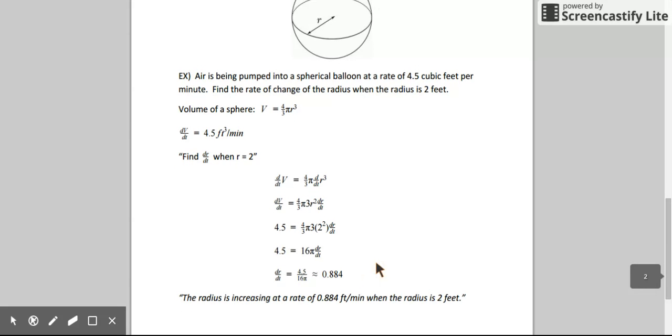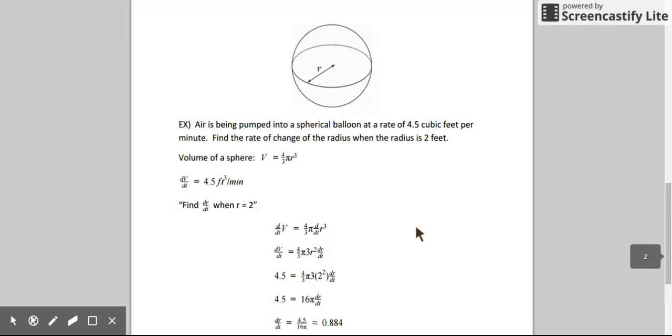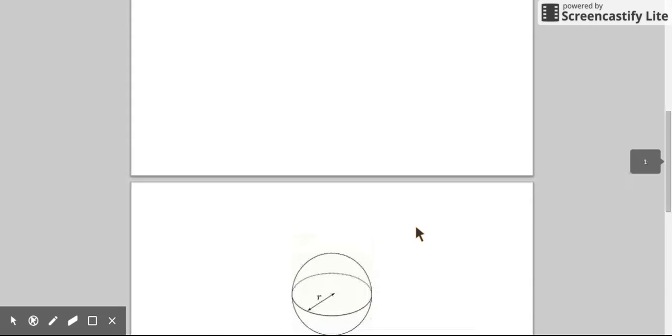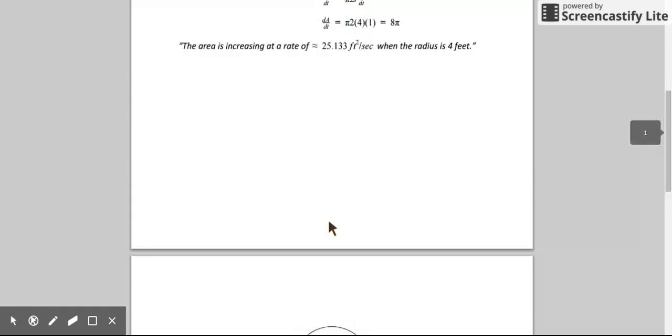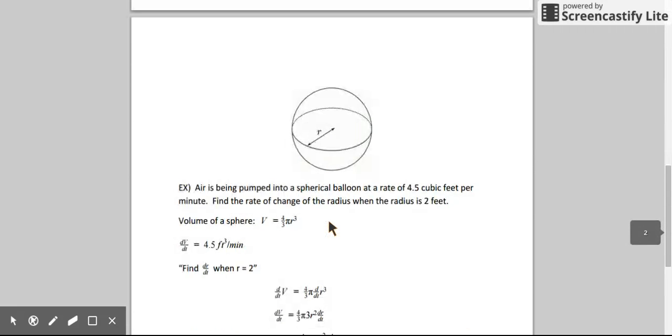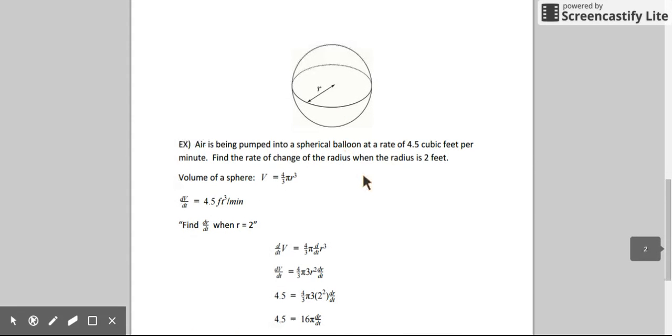So what does that mean? That means that the radius, that's our change in radius, is increasing or growing at a rate of approximately 0.884 feet per minute at the exact moment when the radius is 2 feet. So a couple examples involving circles and spheres, talking about area and radius of a circle or volume and radius of a sphere.